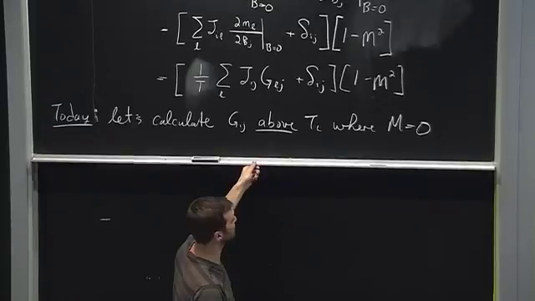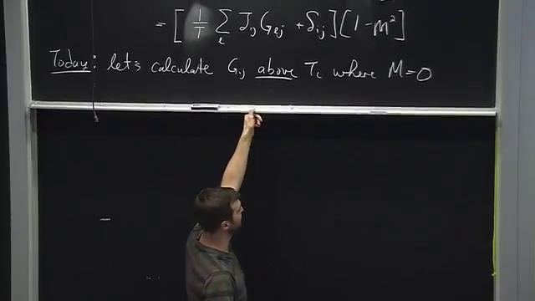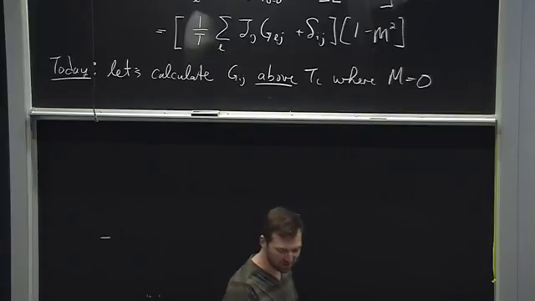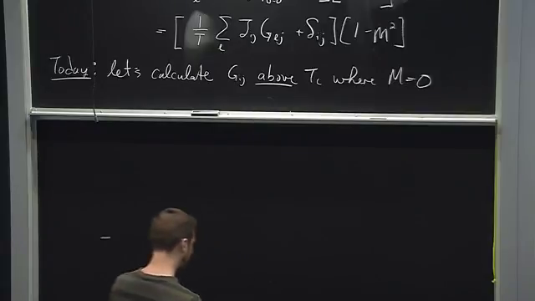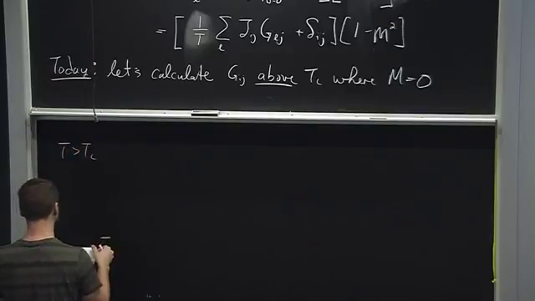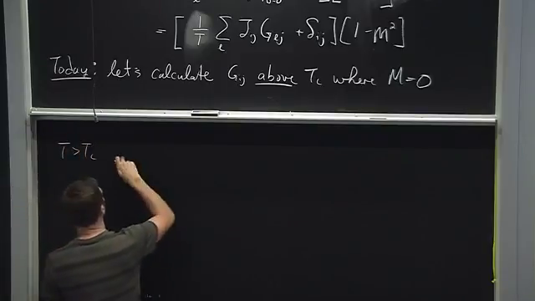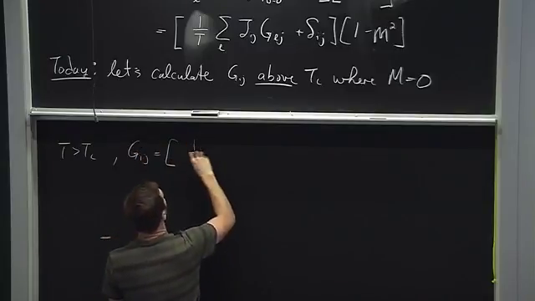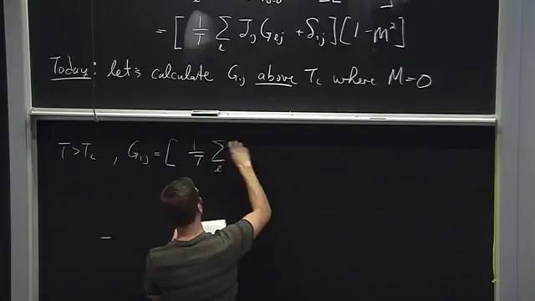Okay, so that simplifies that expression. So I do the easy things in class. You get to do the hard things on your assignment. Okay, so let's start. T greater than T_c. The mean field two-point correlation function. So that's that thing I wrote up there.